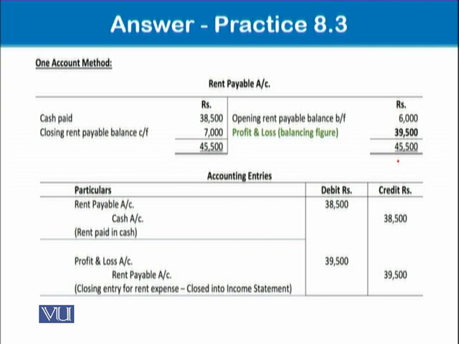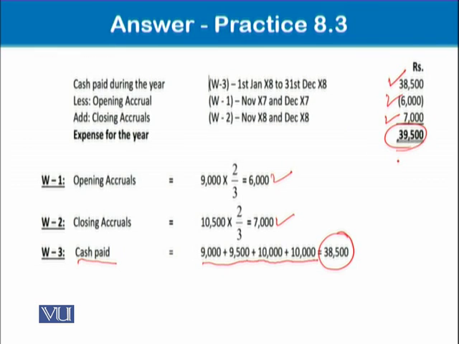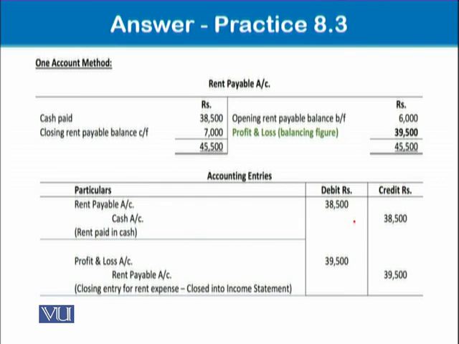So one account method is that cash paid. Again, see 38,500 is cash paid. We'll take this cash paid figure here. Cash paid means rent payable account will be prepared here. One single account will be prepared, and cash paid will be appearing in the debit side of rent payable account.